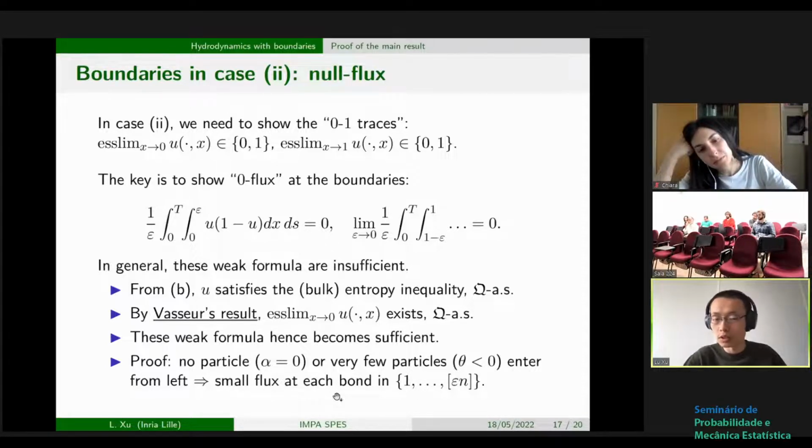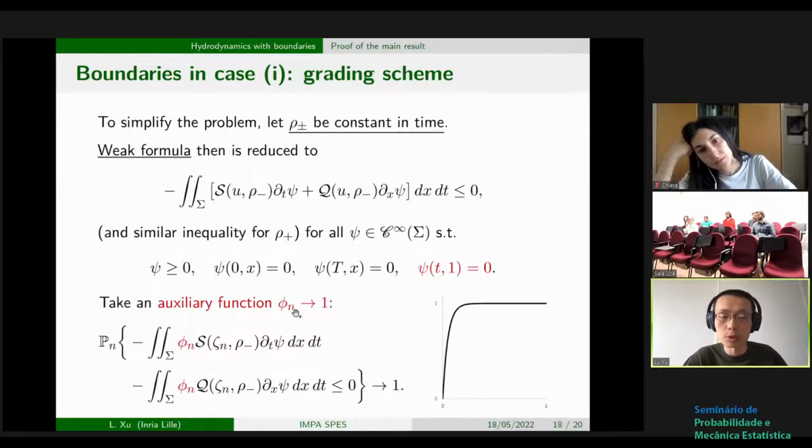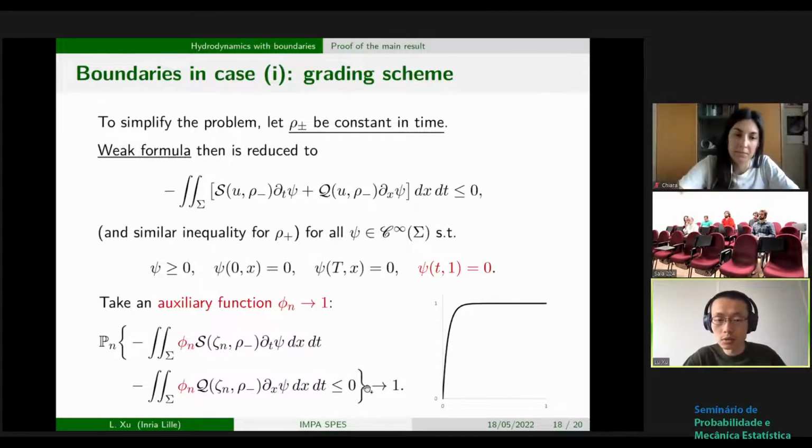And for case 1, I don't really have enough time to prove it, but basically case 1 is proved by the weak formula. We need to take some auxiliary function and modify the weak formula with this auxiliary function, and then show that it has a sign. Okay, so I think I should stop here.